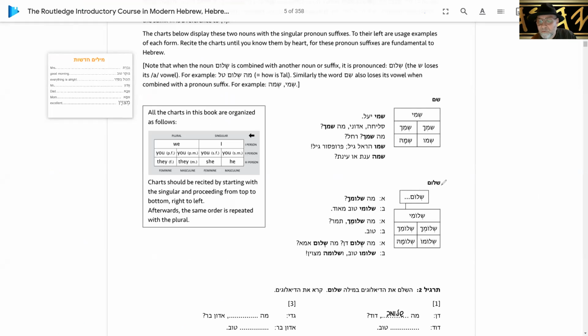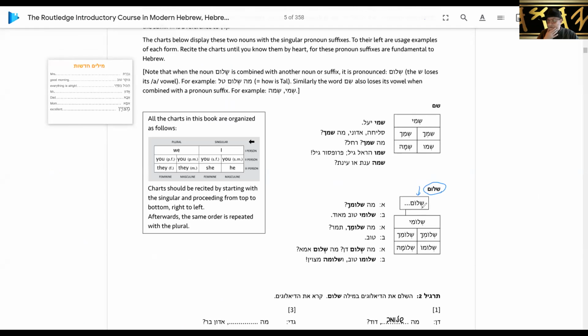Okay, so let's look at here. We got the word shalom. And remember, when it's paired with something, it loses the ah sound at the beginning and changes to just shalom. So for example, shalomi would be like my peace. Shalom ka would be like your peace, masculine singular. Shalom mech would be like your peace, feminine singular. Shaloma would be his peace, and shloma would be her peace.